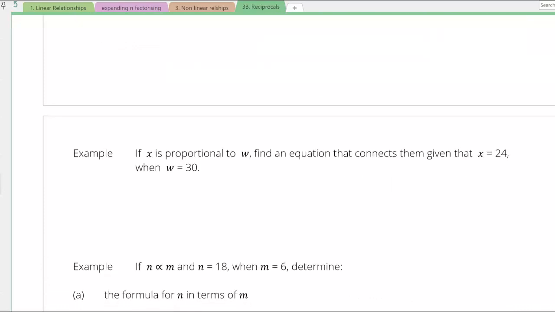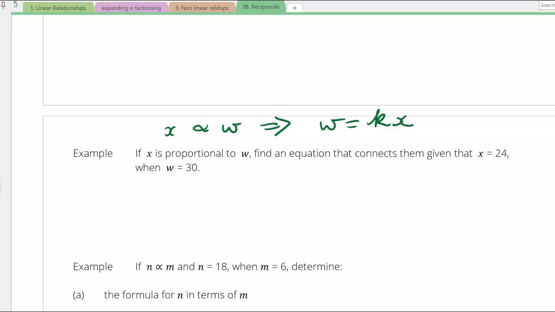So here, the other type of thing that you could be given is a comparison or a connection between the two variables. We know in this example that x is proportional to w. So to find an equation that connects them will be dependent on the numbers and how they're connected. Because they're proportional, as soon as you see this, x is proportional to w, we can then write that w is equal to some constant times x. And it's a matter of finding what that k value is.